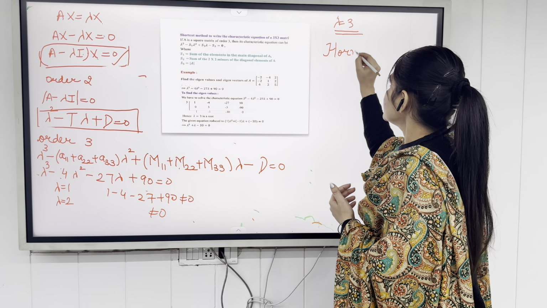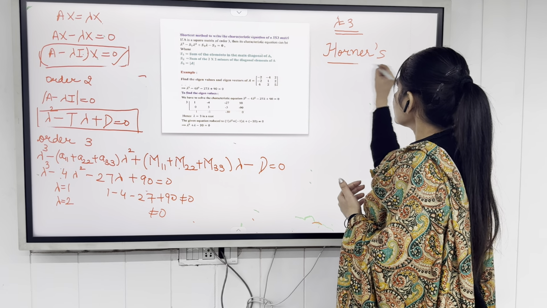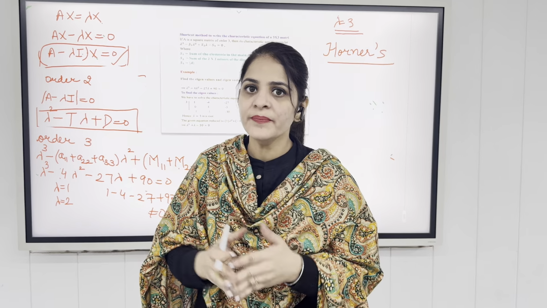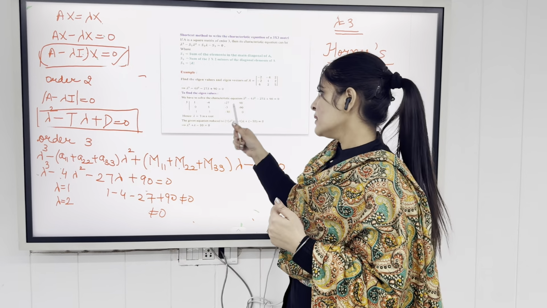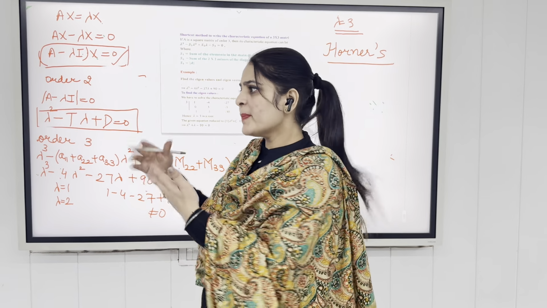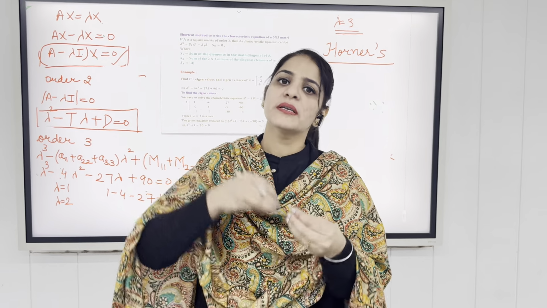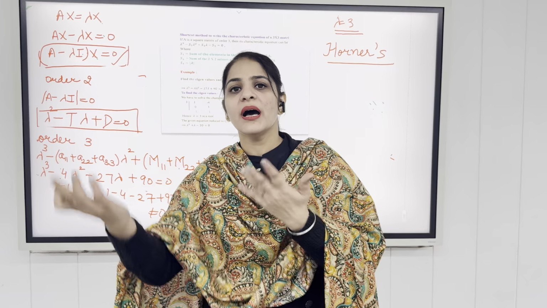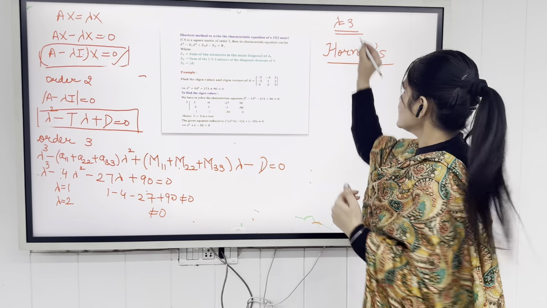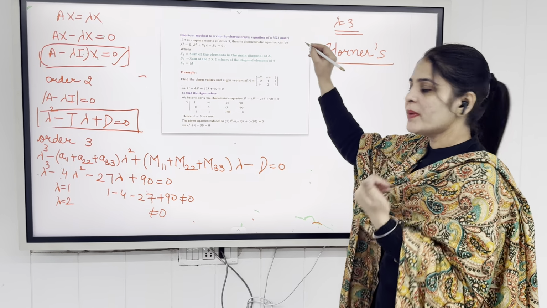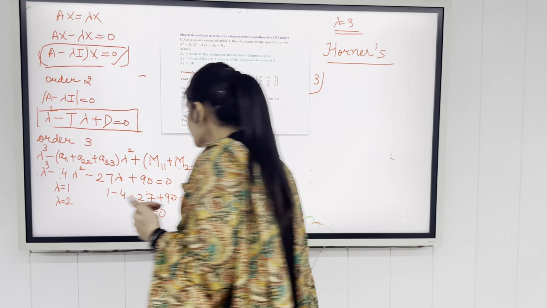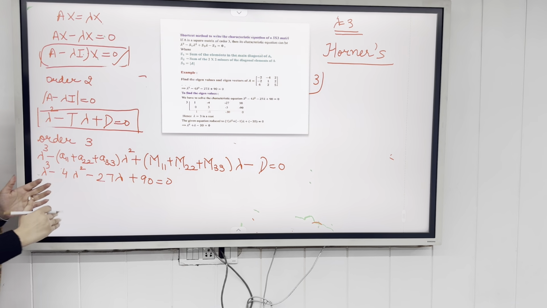This is a shortcut method to find the roots of the equation. The first root by default will be found by hit and trial. The rest of the roots will be found by this Horner's method. This rule will be applied for cubic equations as well as biquadratic equations, even for higher order equations. The rule is this. The first root which we found by hit and trial, write it here.